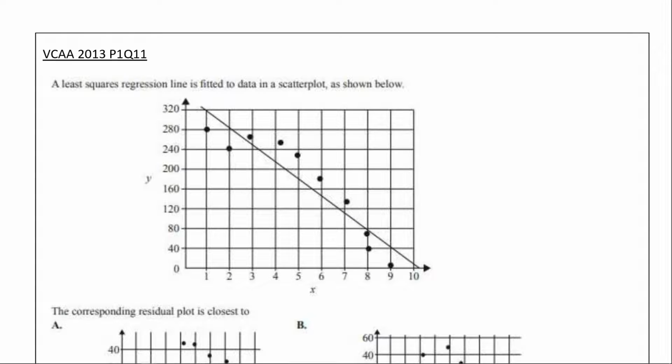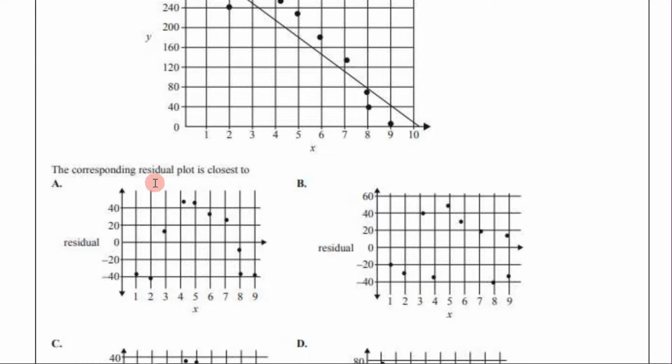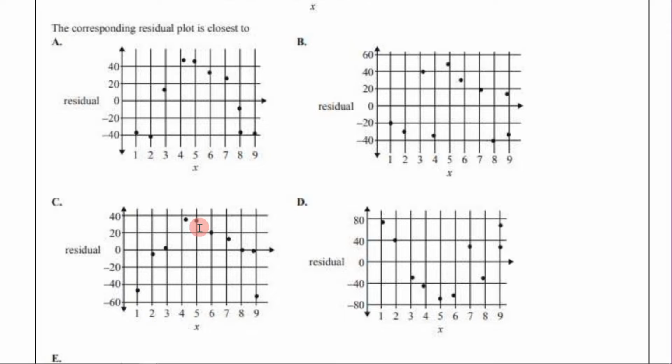We're going to go through this past exam question. It is taken from VCAA 2013, paper 1, question 11. It says, a least squares regression line is fitted to data in the scatterplot as shown below. So here is our scatterplot, and we have a least squares regression line right here. It's asking us, the corresponding residual plot is closest to which of these?